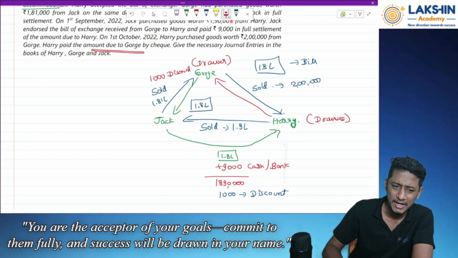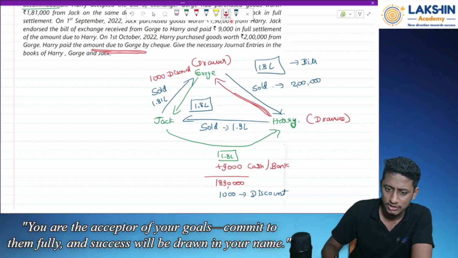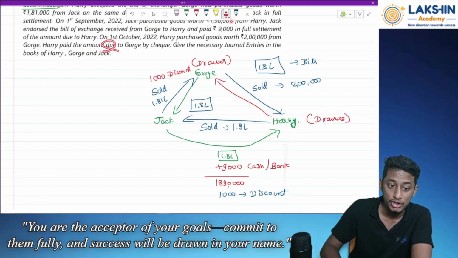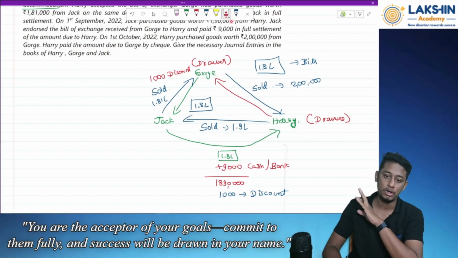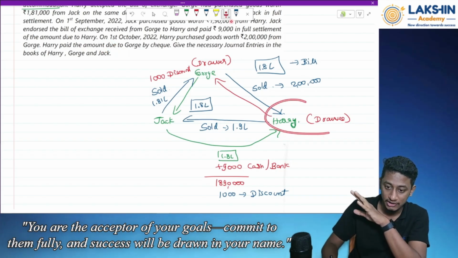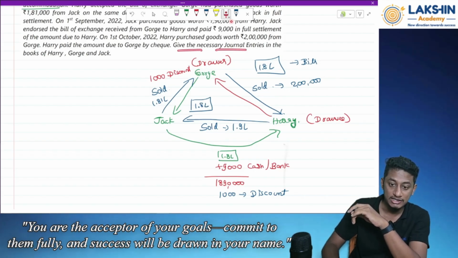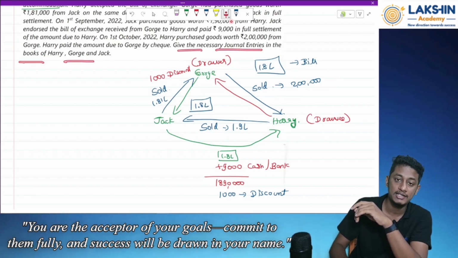So what is the amount due? Because Harry was supposed to pay George. Now, how come Harry has paid the amount? Because he has already issued a bill, right? And the bill is with him only. Then why is he supposed to pay George again? We will see this from the sale point of view, through journal entries itself. Give the necessary journal entries in the books of Harry, George and Jack.